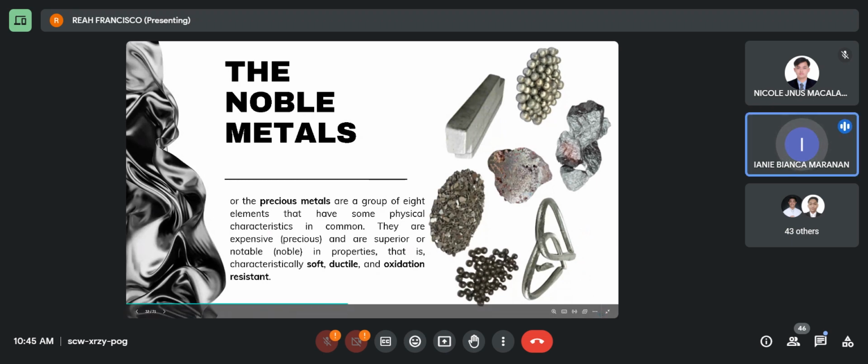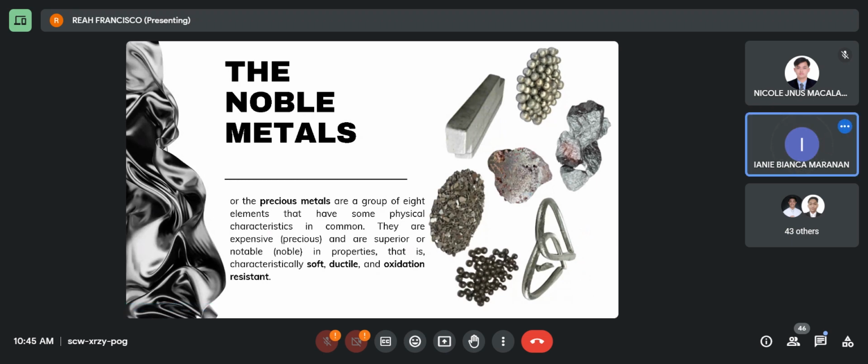And last metal under non-ferrous is the noble metals, or the so-called precious metals. It is a group of 8 elements that have some physical characteristics in common. They are expensive, where precious came from, and are superior or notable in properties, where noble is derived. They are characteristically soft, ductile, and oxidation resistant, since it is a metallic element that resists oxidation or corrosion even at high temperatures. The noble metals are which to be seen in the next slide.